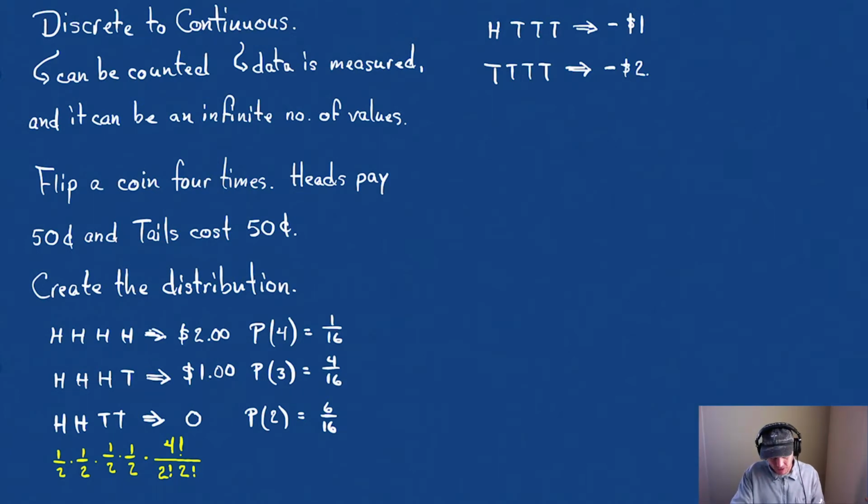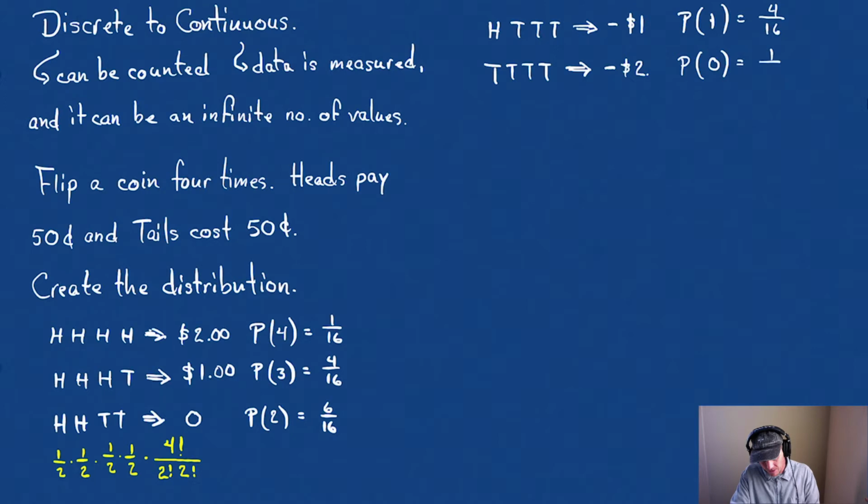Oh, excuse me. Continuing on, we have the probability of 3 heads, which is 3 tails. I'm sorry, 1 head. Well, that's 4 out of 16. And finally, the probability of 0 heads is 1/16. Okay.